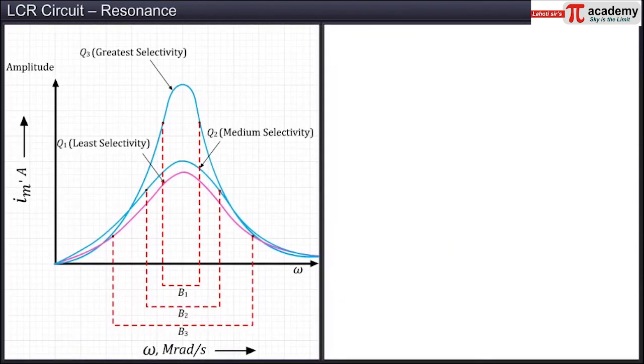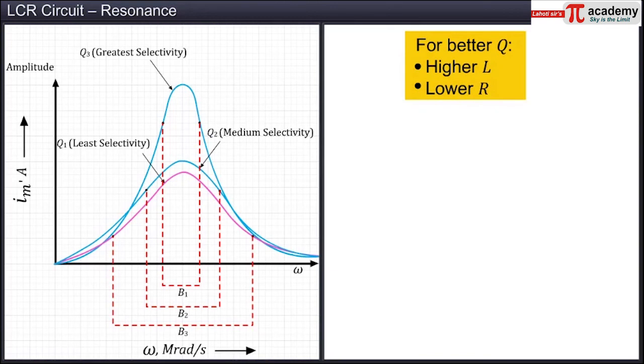We observe that when the resonance is less sharp, the selectivity of the circuit will be lesser, as there will be a large range of delta omega frequencies for which the LCR series circuit will be close to resonance. We also observe that for a large quality factor, we should have a large value of L or a low value of R for the expression Q is equal to omega naught L by R.